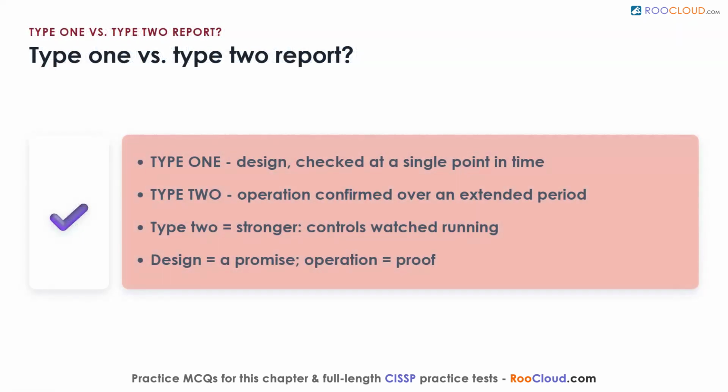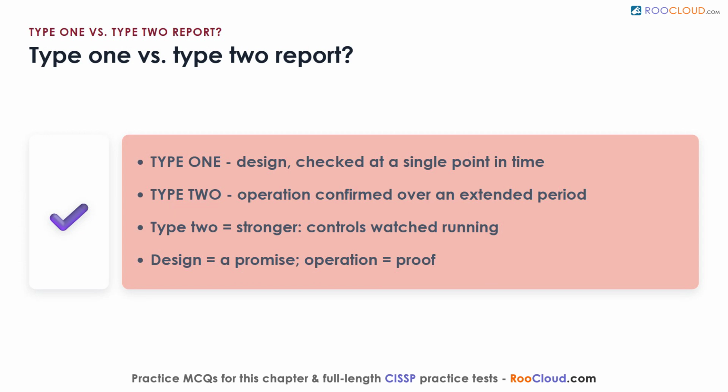What is the difference between the two report types? It comes down to point in time versus over time. A Type 1 report is the auditor's opinion on whether the controls are well designed, checked on paper at a single moment. A Type 2 report goes further and confirms the controls actually operated properly across an extended stretch, often half a year or more.